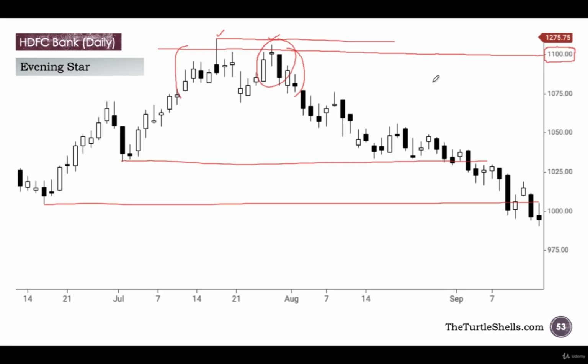Remember, there is a difference between crossing and closing. We need a close above that level to confirm that that level has been broken. But 1100 still holds true for HDFC Bank in this case. And that's why the price has fallen down. Okay?